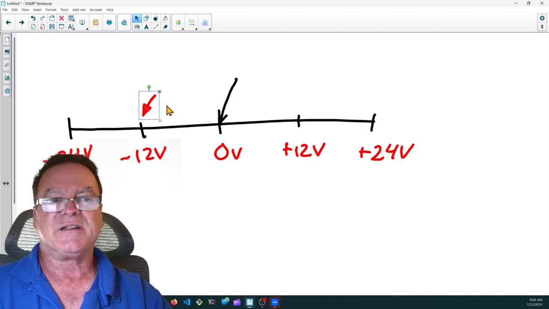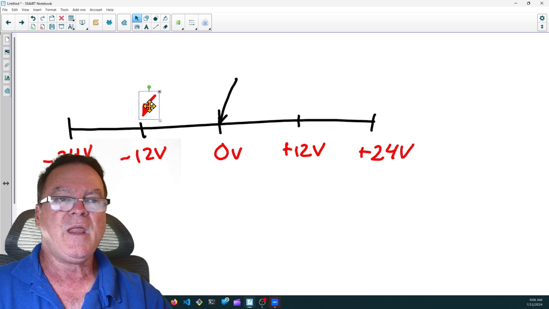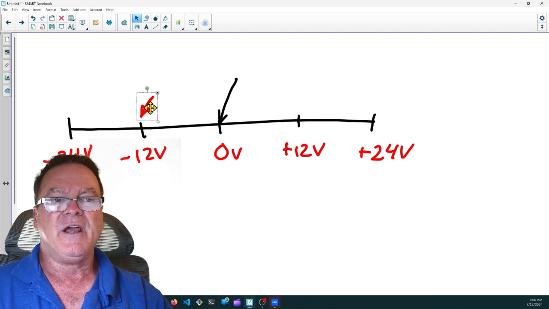And basically, there's no such thing as negative electricity. The negative sign is just saying you're holding the leads in the wrong hand.